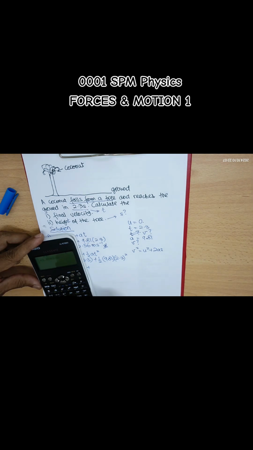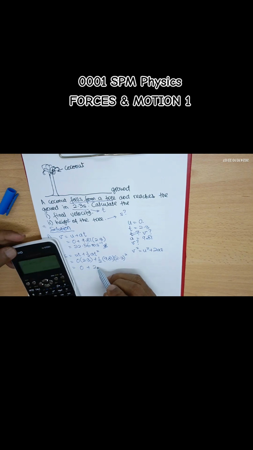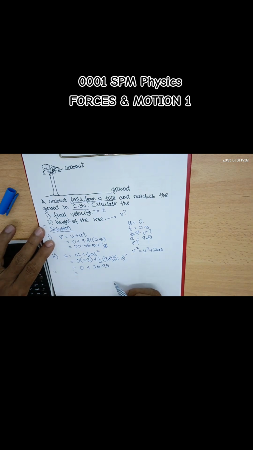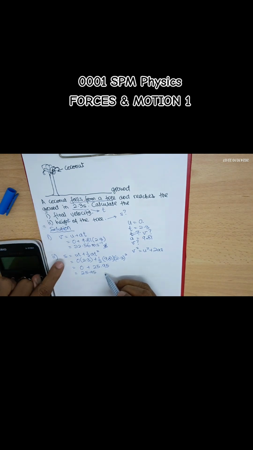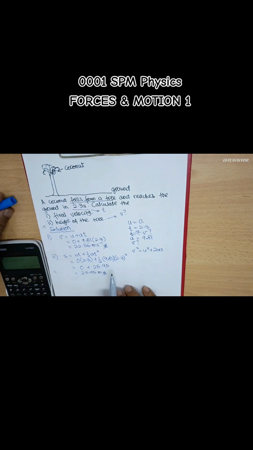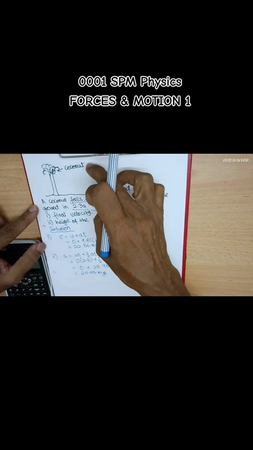times 2.3 squared. So my final answer here comes to 25.947, and I round it off to 25.95. So my final answer for displacement is 25.95, and we use meters. For a coconut tree, 25 to 26 meters is not uncommon. Alright, so it's quite a great height. So this is your whole solution.